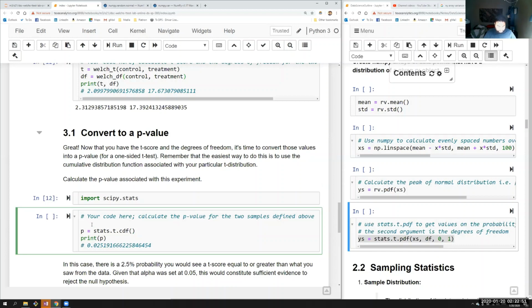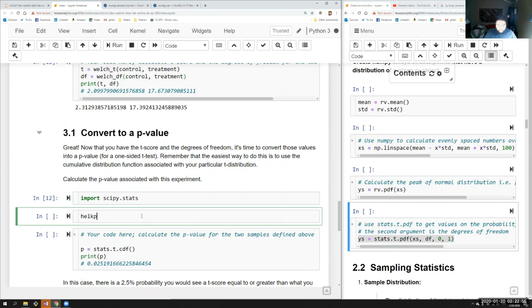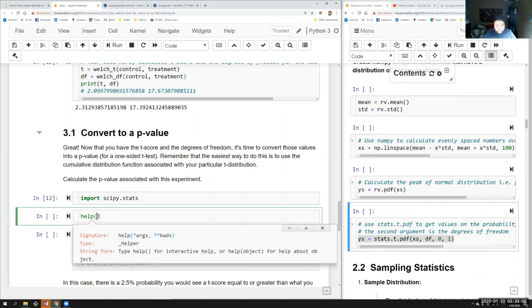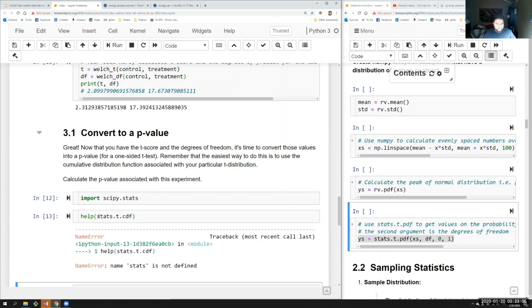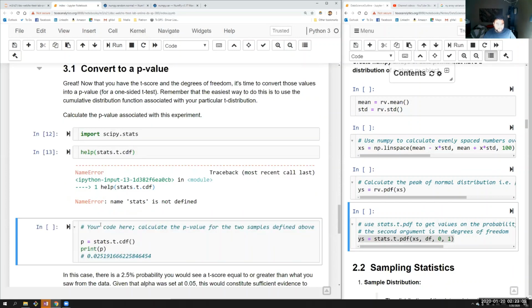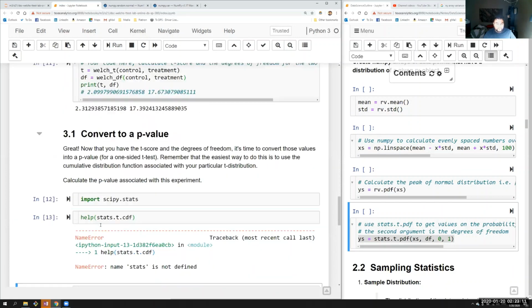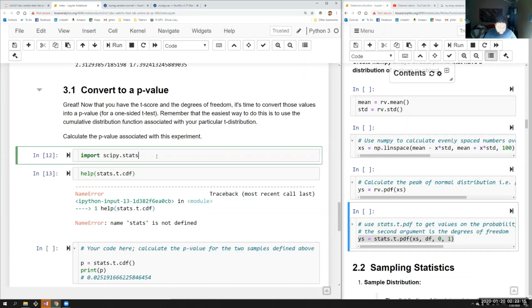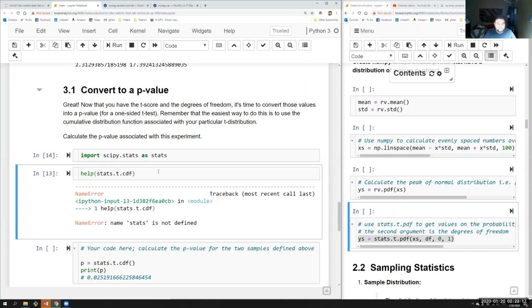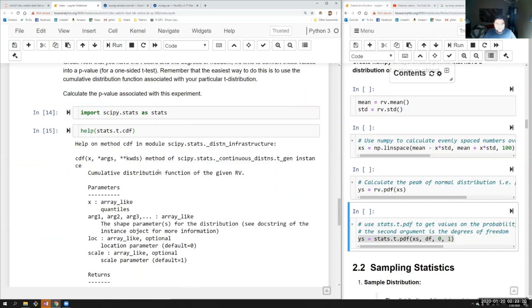Hang on. Forgive me, I don't know how to bring up that help. Okay. Yeah, I know. Okay. Stats.t.cdf. Stats is not defined. Oh, really? But because I didn't do it as stats. Okay, cdf, and so on.